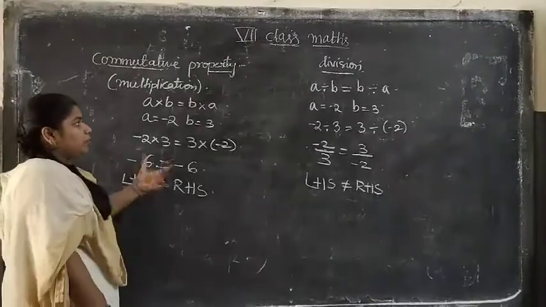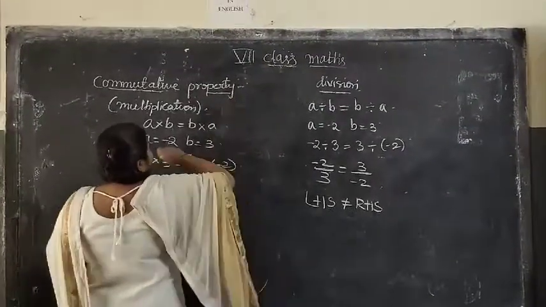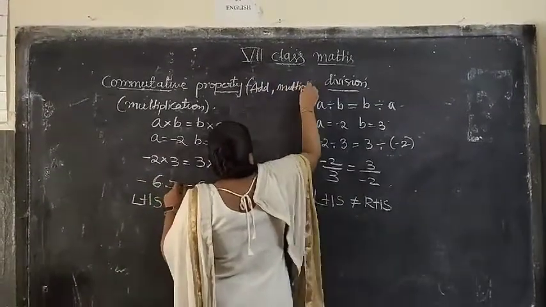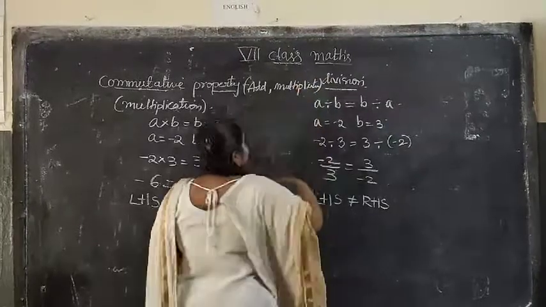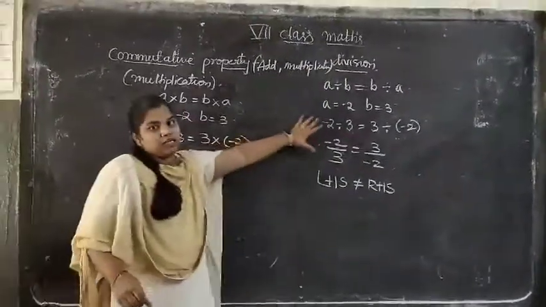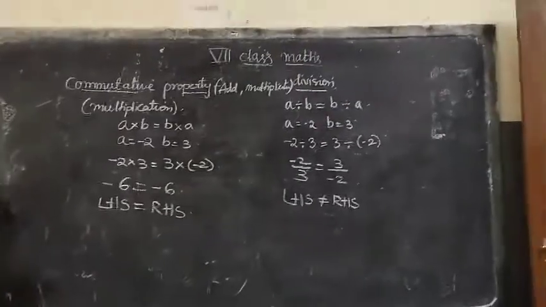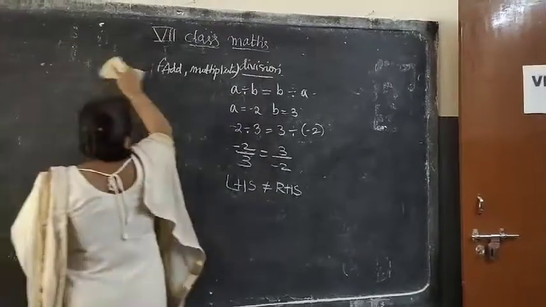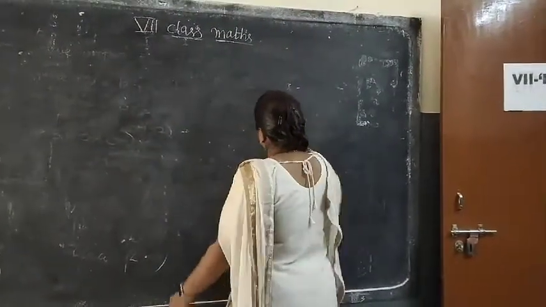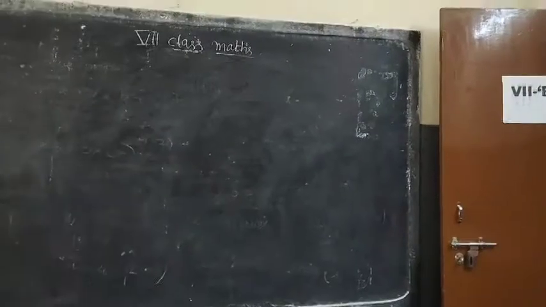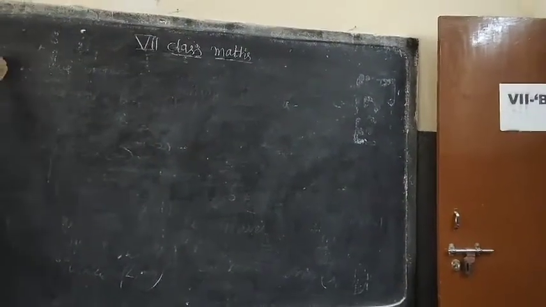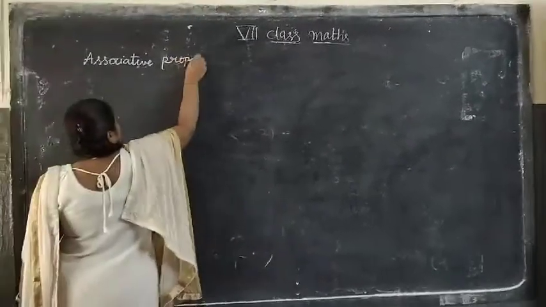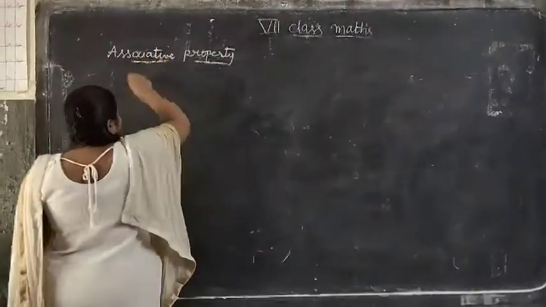So in which operations has it been satisfied? It is satisfied under addition and multiplication. And in which operations does it not satisfy? That is subtraction and division. So next is the associative property. So what is the associative property?